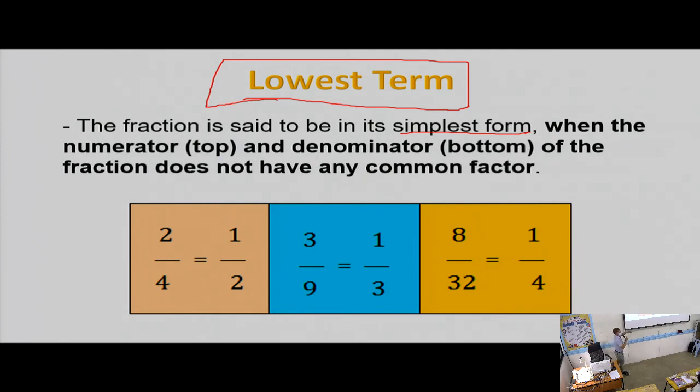So the lowest form of 2 over 4 is 1 over 2. The lowest form of 3 over 9 is 1 over 3. And the lowest form of 8 over 32 is 1 over 4. It is called simplifying a fraction into its lowest form or the lowest term.